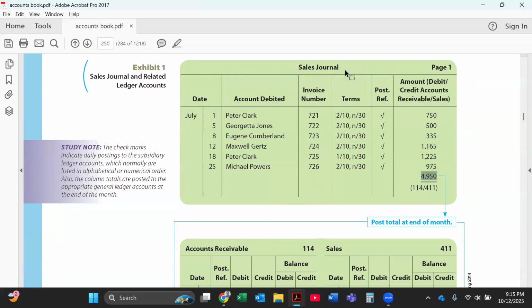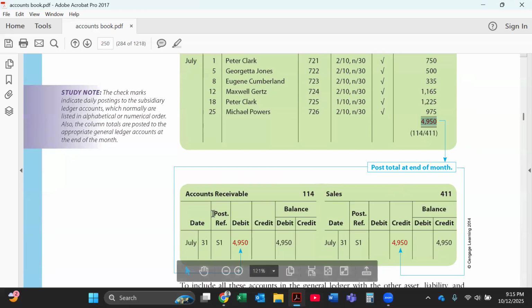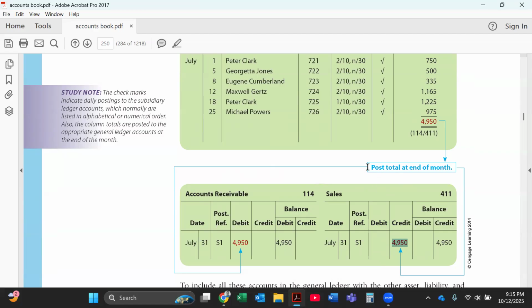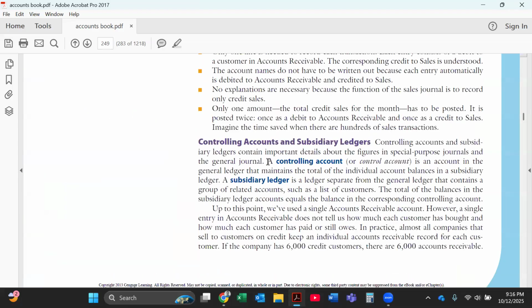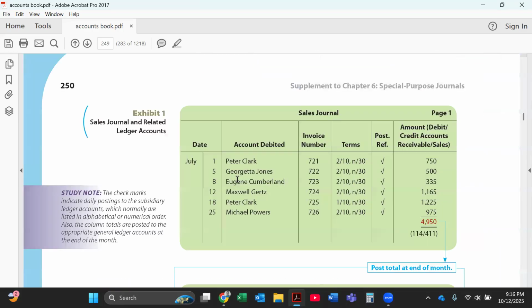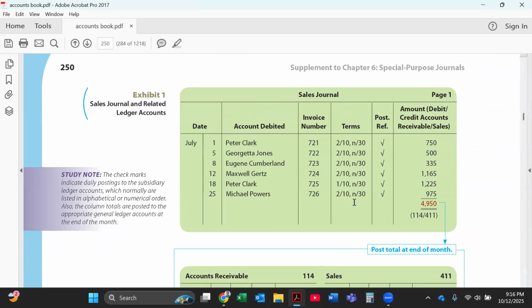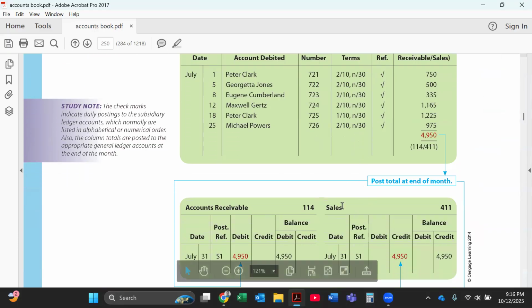So the sales journal shows everything in detail, but in accounts receivable and in sales, the debits and credits happen as a total and not as the individual sales. Sometimes it just makes it easier to trace, understand, and see the data that we want to see. They call these accounts control accounts. These are an account in the general ledger that maintains the total of balances. And then we have a sub-ledger, which is separate and usually has a list. So this would be considered a sub-ledger, and this would be considered a control account.